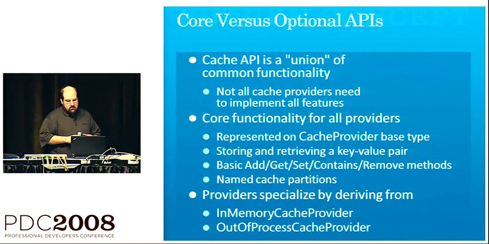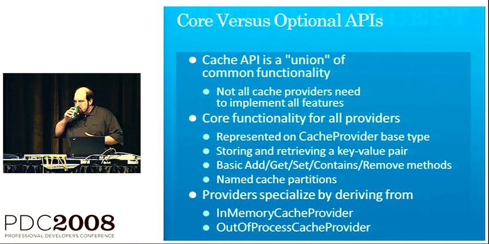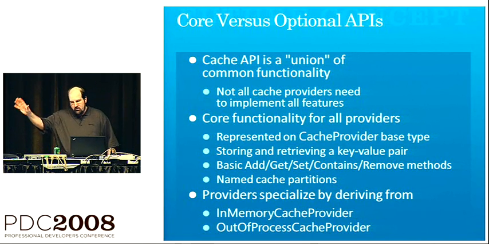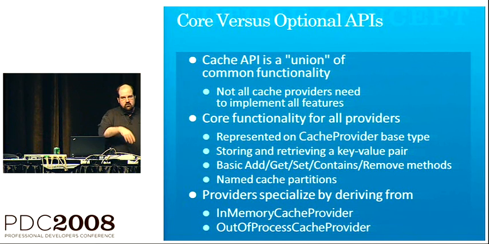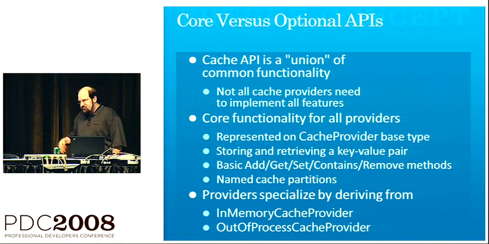Okay, so core versus optional APIs. And this is the sticky part of the new object caching design, and this is specifically about object caching. Output caching is pretty straightforward. You have a base type, you derive from it, you're off to the races.